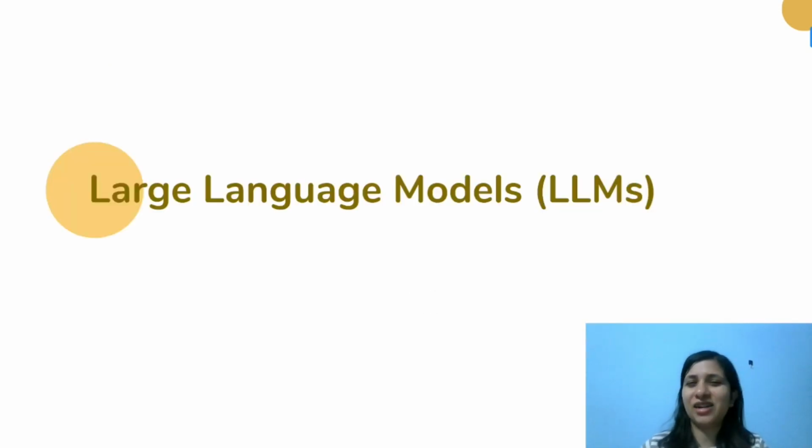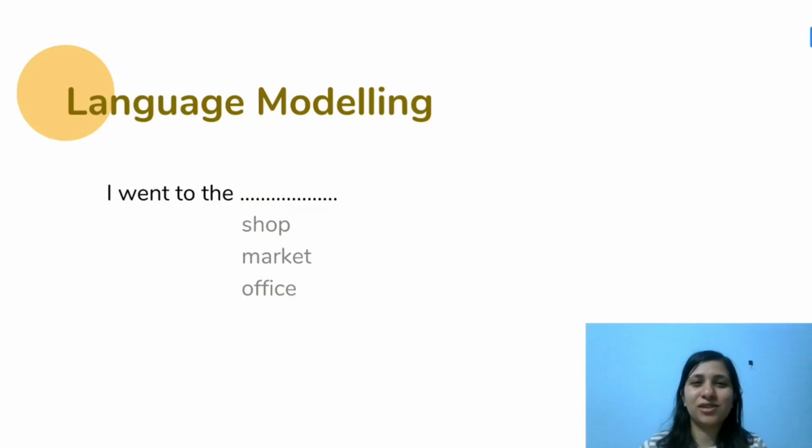So now, where are transformers used? They are used in large language models. So what is a large language model? Before we jump into large language models, let us understand what a language model is as a whole. Language modeling is the art of predicting the next word. Let's look at this example: I went to dash. Here we want to predict the next word based on the previous sequence. The next word can be shop, market, office. So it predicts the next word based on the previous context.